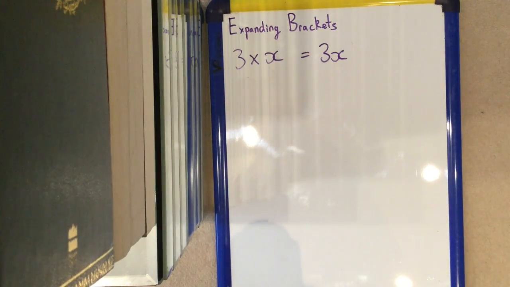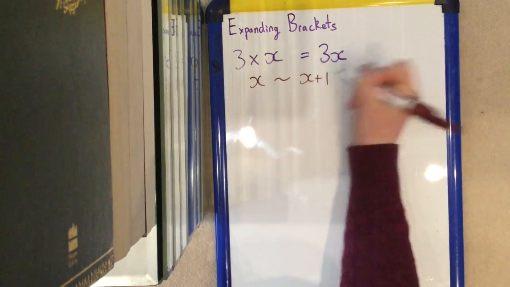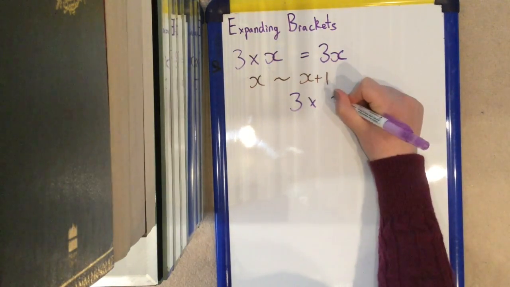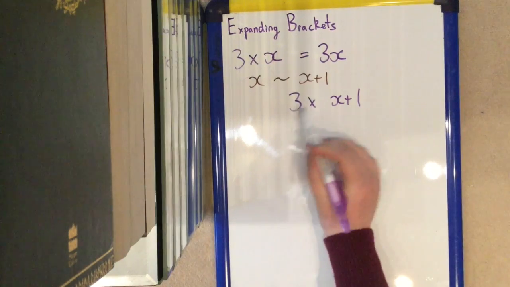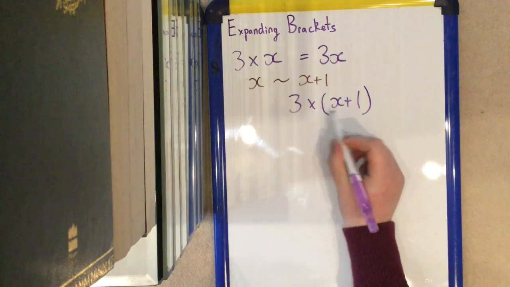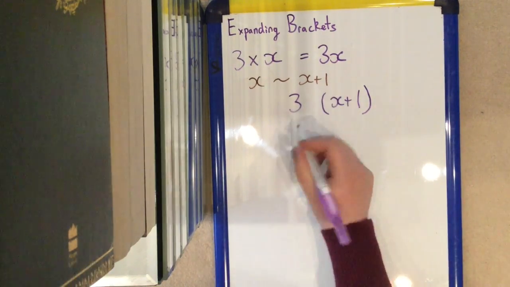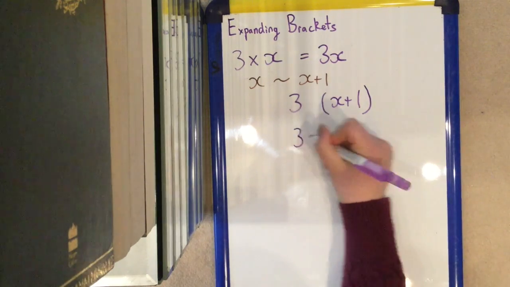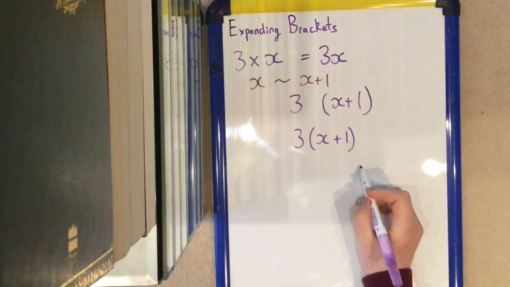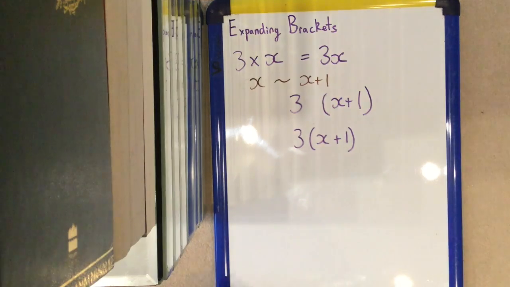But we start to have a problem if I replace this x with an x plus 1 term. Suddenly my expression becomes 3 times x plus 1. But that can be a bit confusing, so instead we have to put brackets around this x plus 1 so we know which one comes first. Then, because it's algebra, we take out this multiplication sign and we end up with 3 lots of x plus 1. This is what's known as a factorised form, and I'll be doing another video about factorising later on.